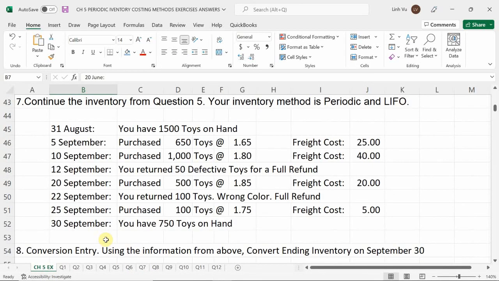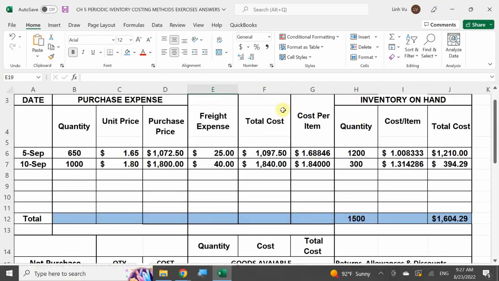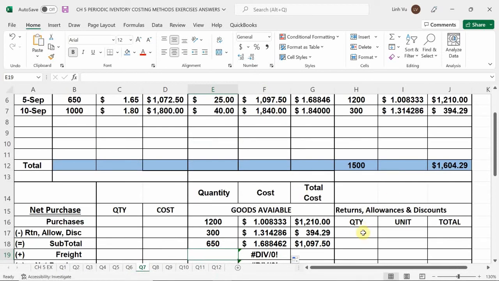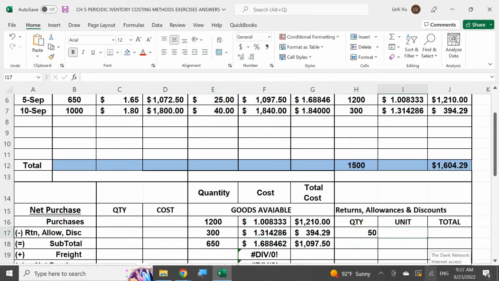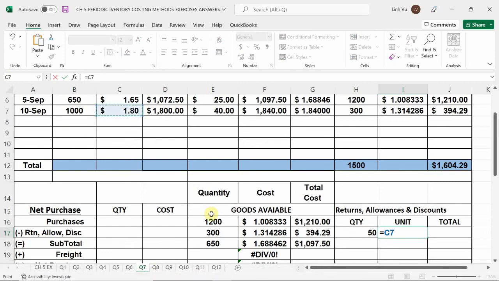Then September 12th rolls around and you returned 50 defective toys for a full refund. So in this case, you end up returning 50 defective toys. Okay. So here we go, returns and allowances. You end up returning 50 of them. At what unit price? $1.80. So what is your total refund here?